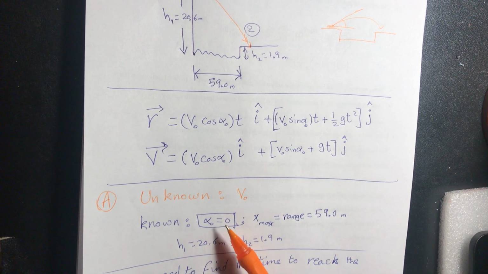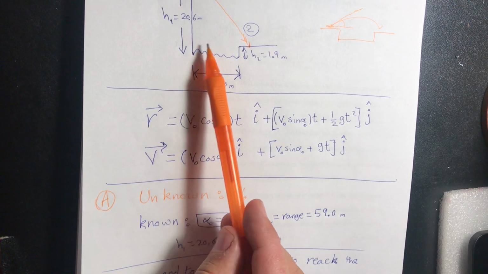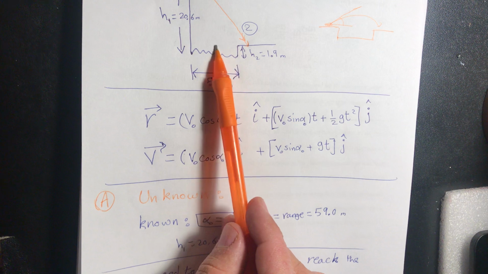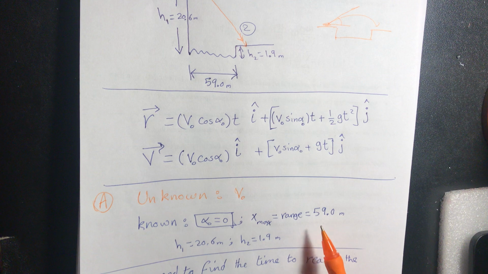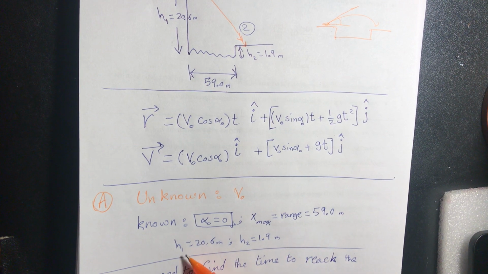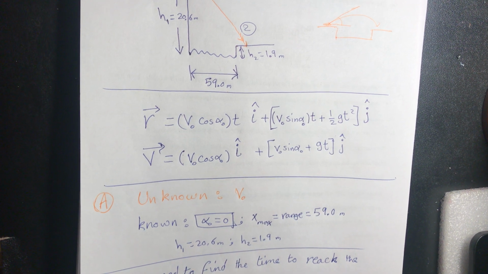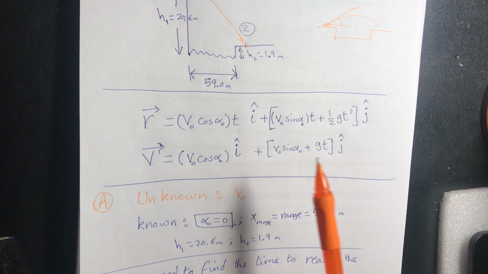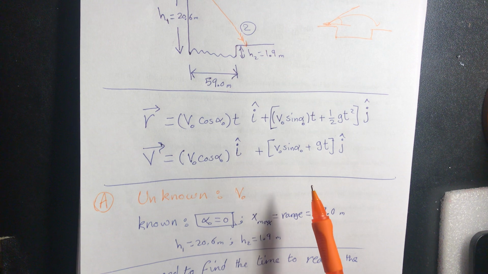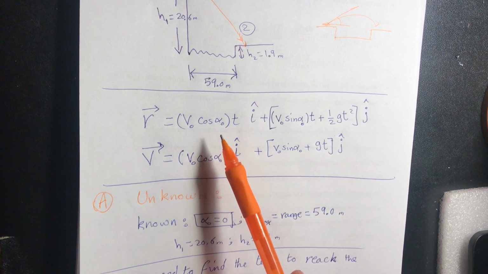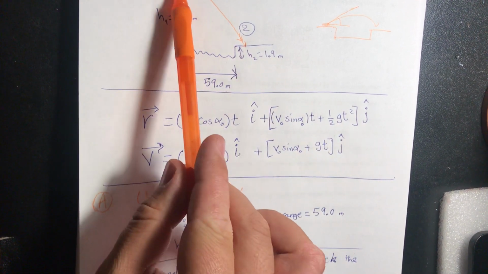Alpha naught is known, which is 0. The range, which is the maximum x displacement or x distance, is the river width, which is 59 meters. We have two altitudes, h1 and h2. The time is also unknown, so we need to find it. g is known, it is downward 9.8. So we need to find v naught. We need at first to find the time, which is the flying time.